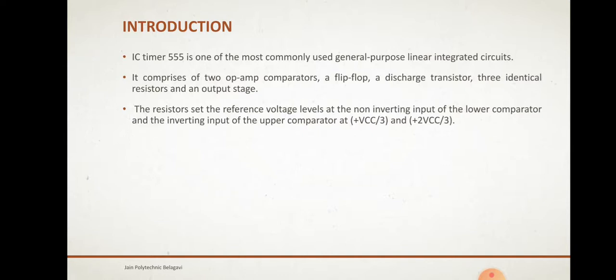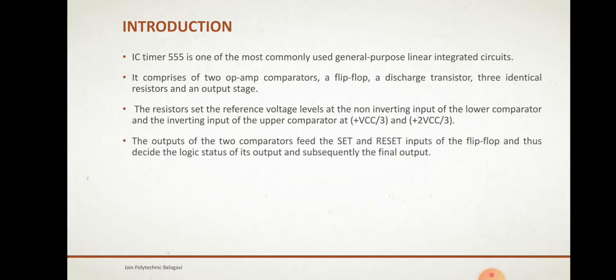A 555 timer consists of two op amps, comparators, a flip flop, a discharge transistor, three identical resistors, and an output stage. The resistors set the reference voltage levels at the non-inverting input of the lower comparator and the inverting input of the upper comparator, plus VCC by 3 or plus 2 VCC by 3. The outputs of the two comparators are fed to the set or reset input of the flip flop. Hence it decides the logic state of the output.